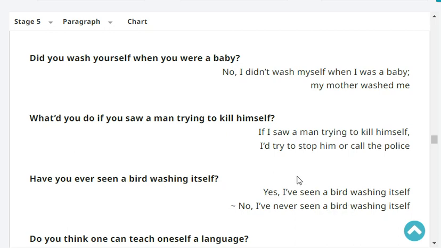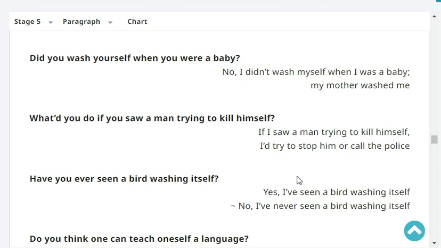What do you do if you saw a man trying to kill himself? If I saw a man trying to kill himself, I'd try to stop him or call the police.